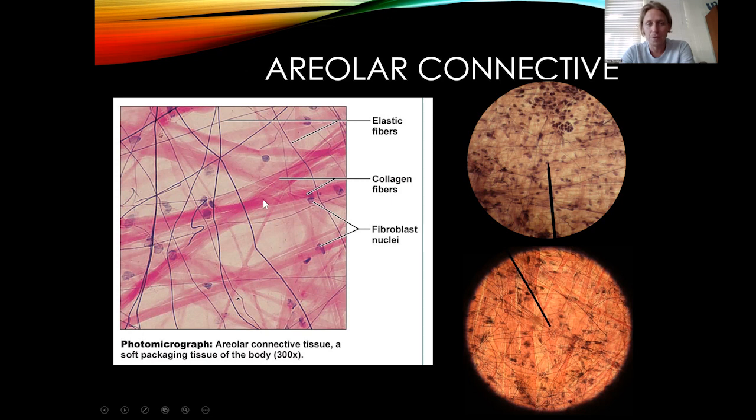So these big pink ones, those are going to be your collagen fibers. Remember, those are the biggest. And then these thinner purple ones will be your elastin or elastic fibers that are full of elastin. You will not see reticular fibers because they're too tiny. So don't worry about identifying those. All right, one last thing that you will need to do with all this connective tissue is identify the types of cells that make it.